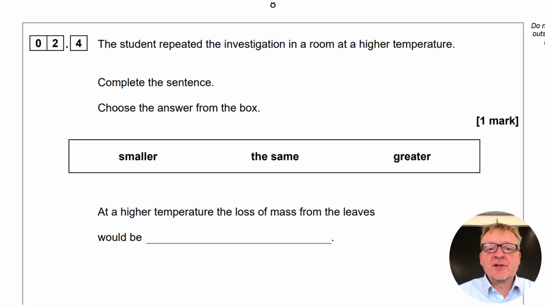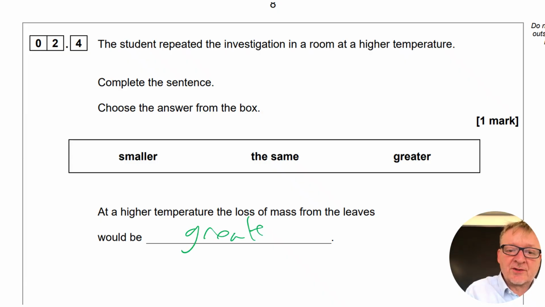2.4. The student repeated the investigation in a room at a higher temperature. Complete the sentence, choose the answer from the box. Okay, so we've got 3 answers. At a higher temperature, the loss of mass from the leaf would be greater, because there's more evaporation, there's more transpiration going on.